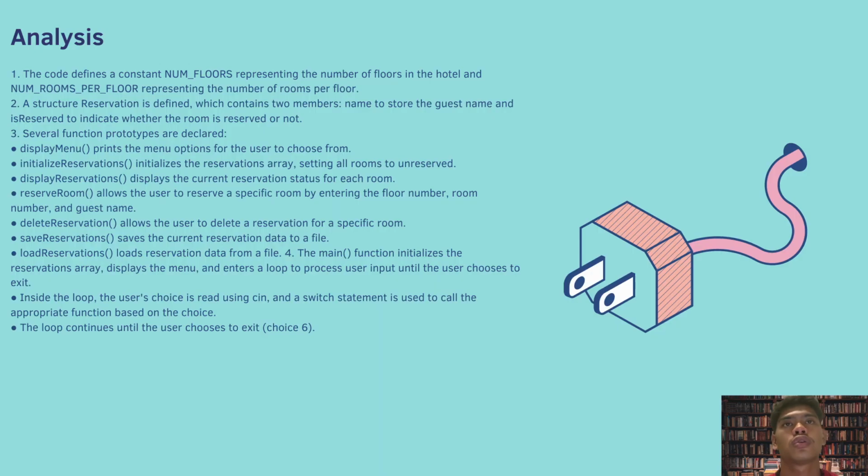based on the input. So I'm going to explain the analysis. The code defines the constants num floor and num rooms per floor. Second, a structure reservation is defined which contains 2 members: name to store the guest name, and is reserved to indicate whether the room is reserved or not. Function prototypes are declared to display menu, initialize reservation, display reservation, reserve room, delete reservation, save reservation, and last, load reservation. And last, the main function initializes the reservation array, displays the menu, and enters a loop to process user input until the user chooses to exit.